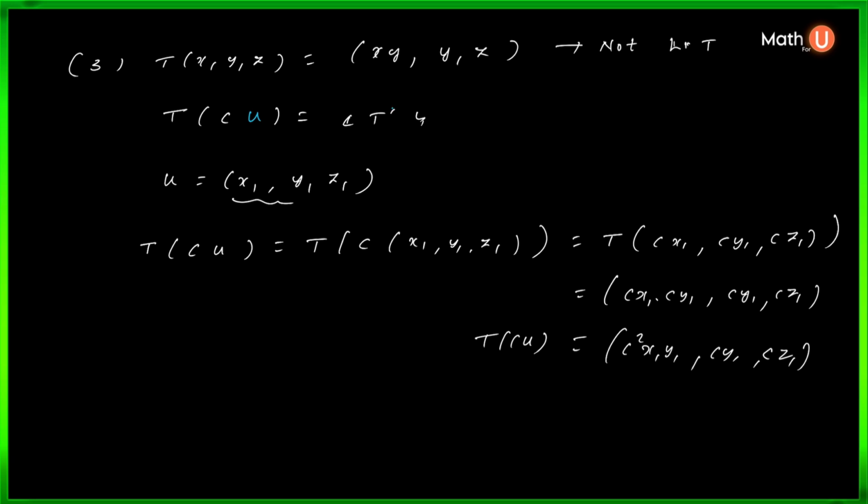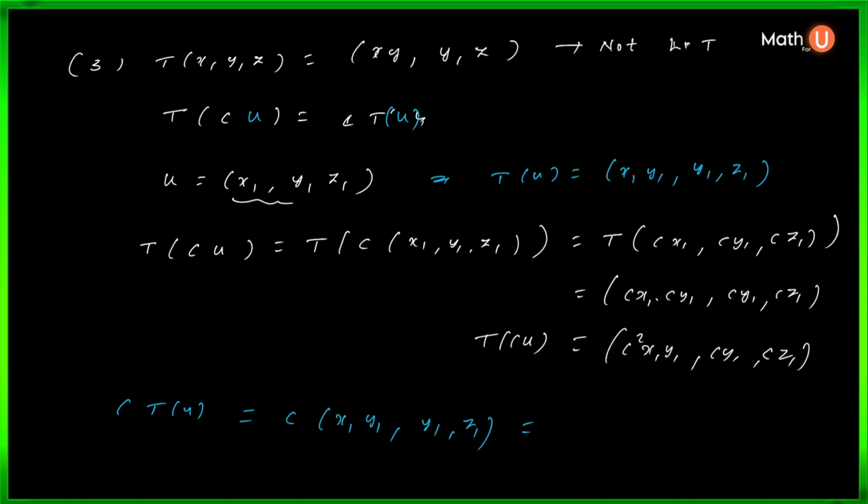This is u, this is T of u. Now check c into T of u. That's nothing but c into T of u. T of u, nothing but, apply the transformation, we get T of u is equal to (x1, y1, y1, z1). That is equal to, if you multiply c inside, we get (c x1, y1, c y1, c z1).